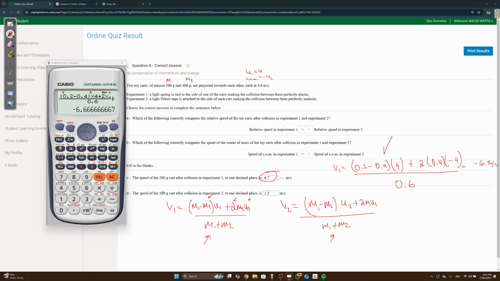Then for the second one here, they're saying experiment 2. So they don't want v2 for experiment 1, they only wanted v1 for experiment 1. So we're done with this formula. In experiment 2, it's very easy. When it's inelastic, we know how to solve it.